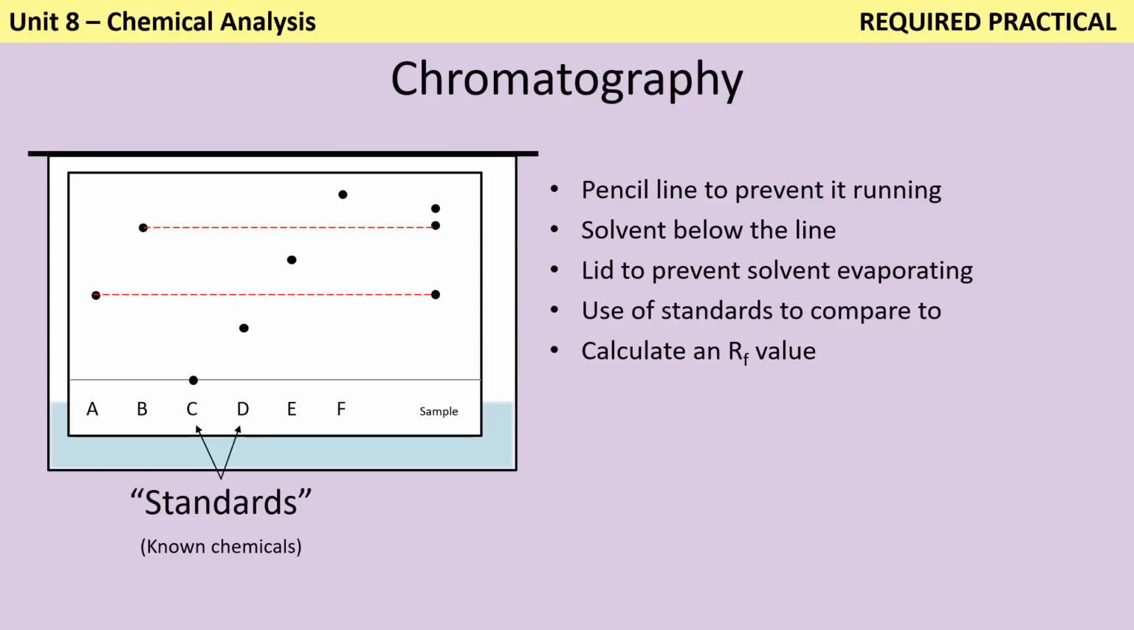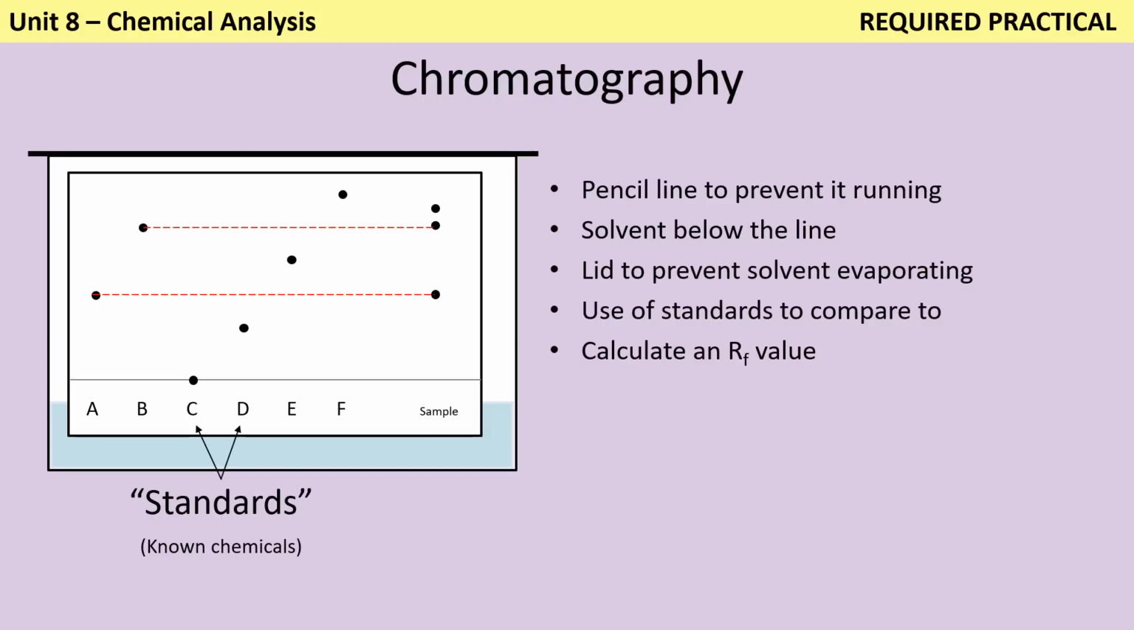And it's really important that that solvent is below the line, because if the solvent comes above the line, then rather than being carried up the chromatography paper by capillary action, your sample would just bleed out into the solvent and you wouldn't get any results. You may want to put a lid on top of the beaker to prevent the solvent from evaporating.